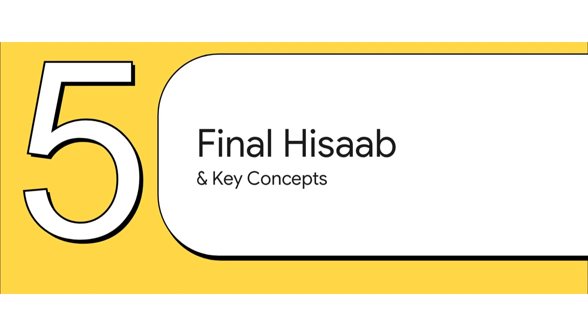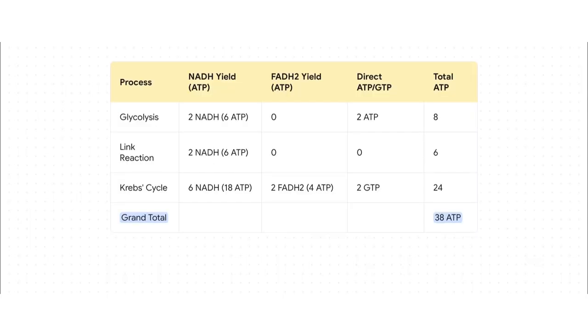All right, it's time to do the final calculation. Let's make the respiratory balance sheet. Okay, let's walk through this table. From glycolysis, we get a total of 8 ATP. From the link reaction, 2 NADH means 6 ATP, and from 2 turns of the Krebs cycle, we get a total of 24 ATP. So if you add all of these up, what do you get? A massive 38 ATP per glucose molecule. This is the big prize of aerobic respiration.